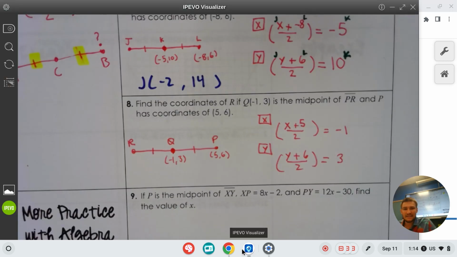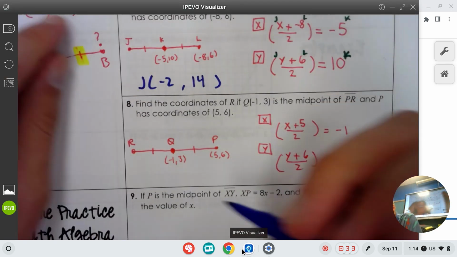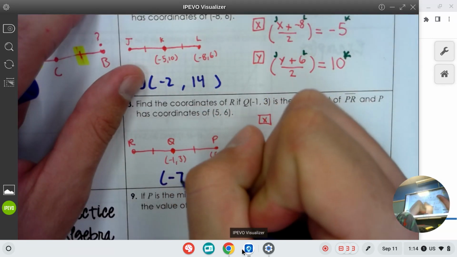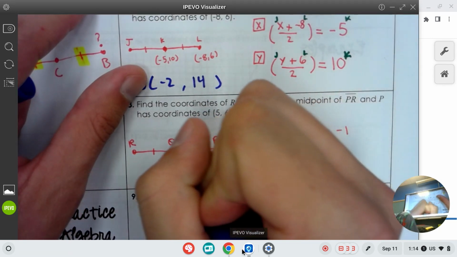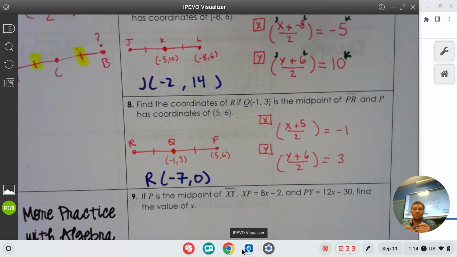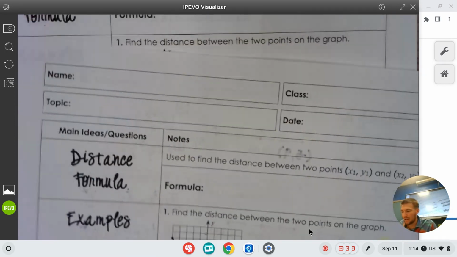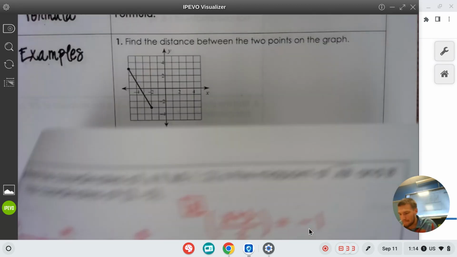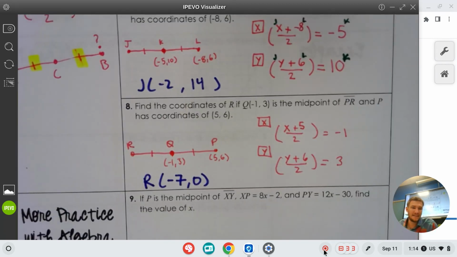So that means, to finish off the notes for today, -7, 0 is the coordinates for point R. All right. As we go to lunch, that was distance, midpoint, and finding a missing endpoint. Nice job.